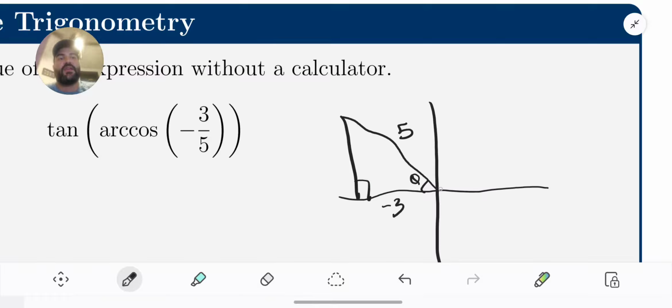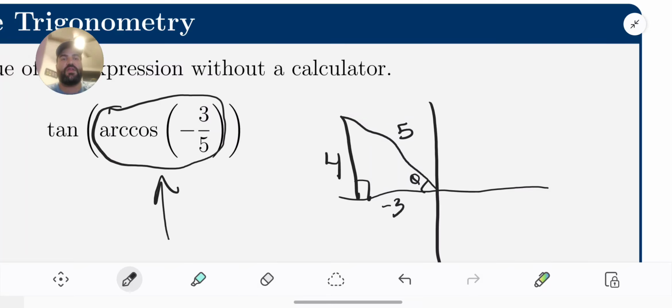Now that makes the opposite 4, because it's a 3, 4, 5 right triangle. You could do the Pythagorean theorem if you want, but if you're in pre-calc, you know this, 3, 4, 5. So that's a 4. Okay? And the triangle that we just made is basically what we did here. All this is the triangle. It basically just tells you theta's setup.